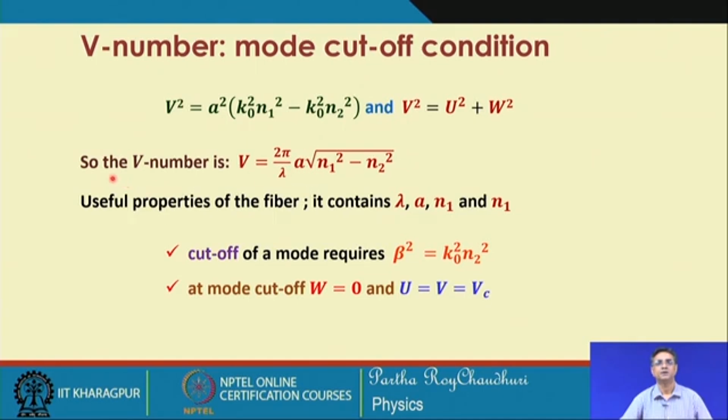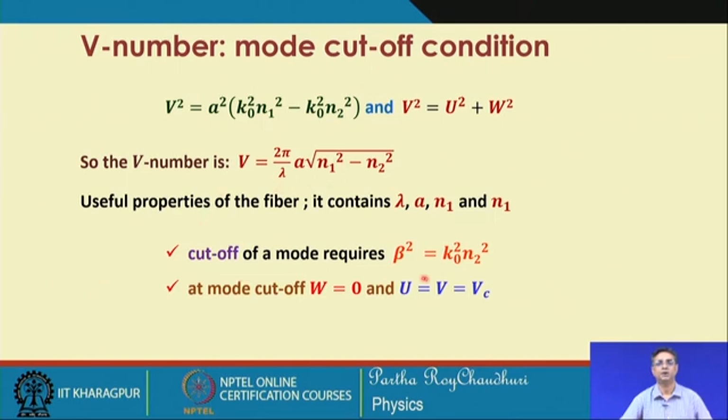So, this is a very important and very useful property of the fiber, because once it is quoted, it contains lambda, a, n1 and this should be n2. It should be n2. So, n1, n2, lambda, a, all are included with this number, and from here we can also look at the cutoff properties.